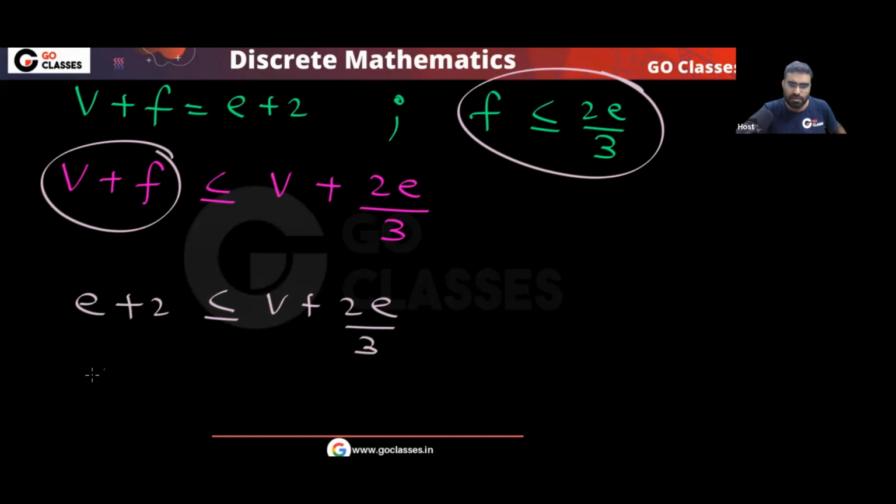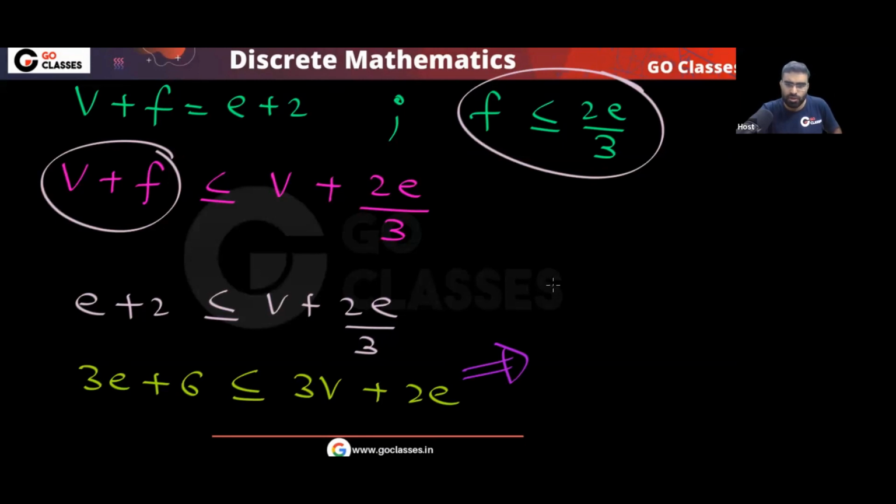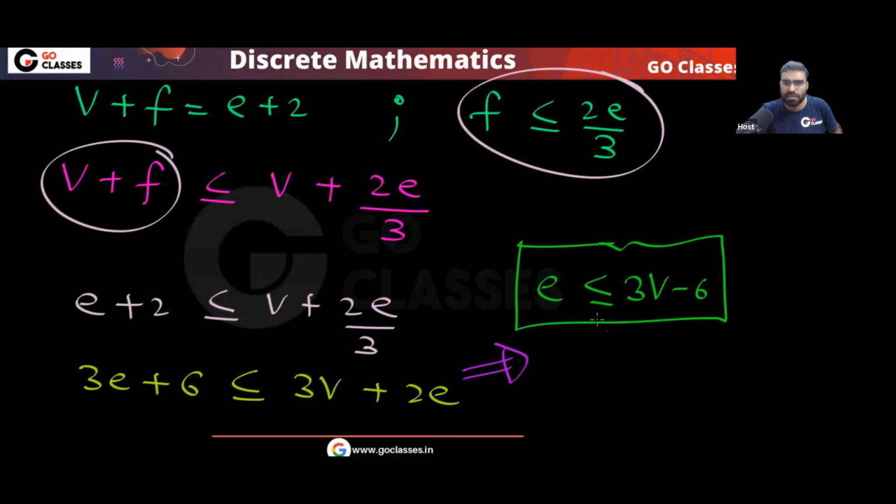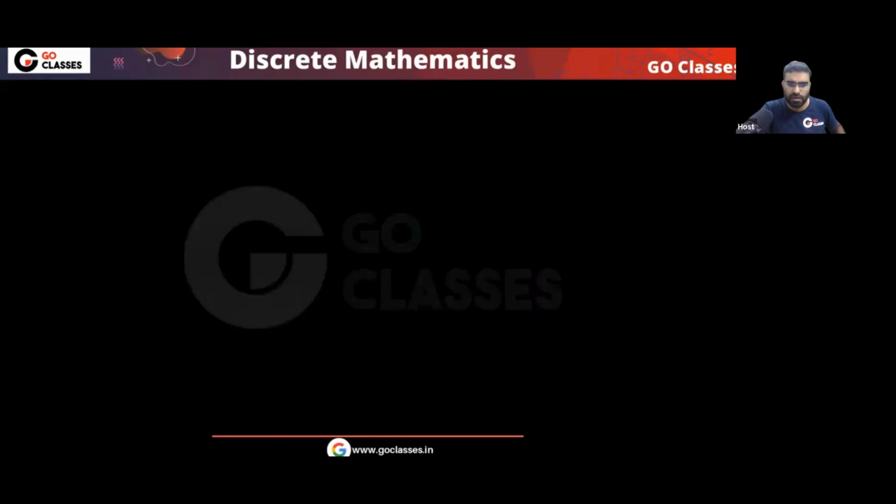Now you multiply with 3. So what will you get? If you multiply with 3, then you will get 3v. So finally, from here what did you get? You got e is less than or equal to 3v minus 6. Yes or no? That's it. This is our result number 1. Result number 1 is proved. Is this clear? Did you understand this?